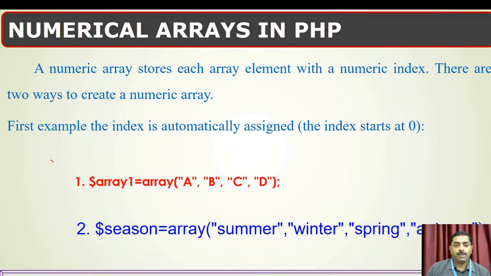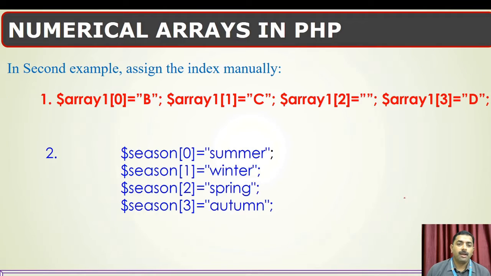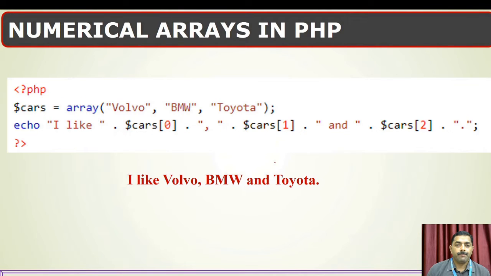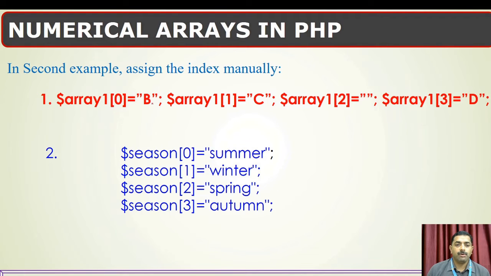In the first example, the index is automatically assigned. Using the array keyword, I directly give A, B, C, D, so the indices 0, 1, 2 will be automatically assigned. Here also, for season, summer is 0, and so on; the index is automatically assigned. Or we can create it manually this way: array of 0 equal to A, array of 1 equal to C, like that. Season of 0 equal to summer, season of 1 equal to winter, like that we can generate.